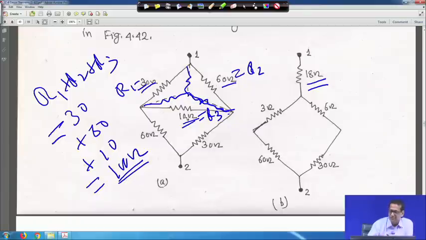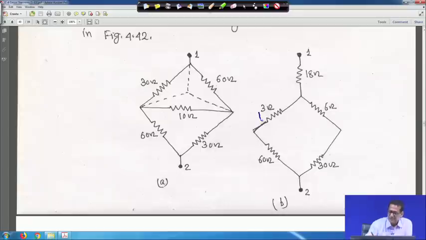Similarly, 30 into 10 divided by 100 means this is 3 ohm, and another one is 60 into 10, 600 by 100, that is your 6 ohm. So, 18 ohm, and this 1 and 2 terminal is like this. This is 1, this is 2, right. That means 3 ohm and 60 ohm, these two are in series, and 6 ohm and 30 ohm, they are in series, and this combination is in parallel.